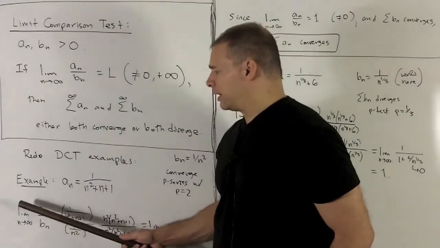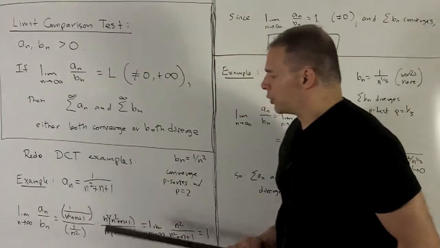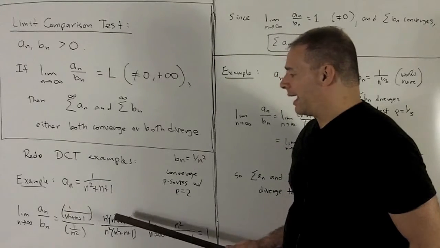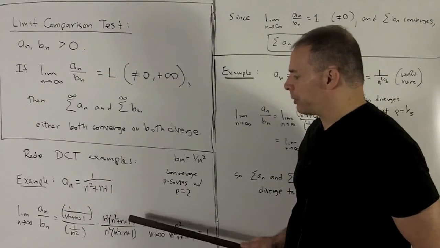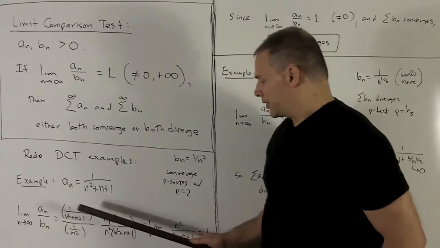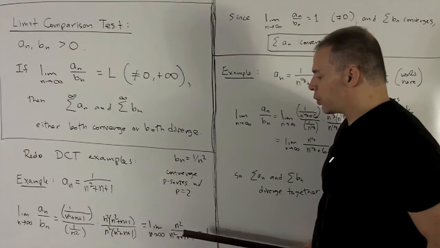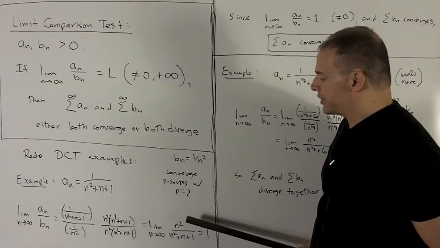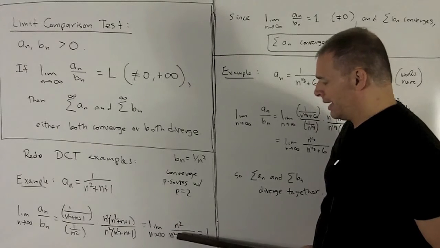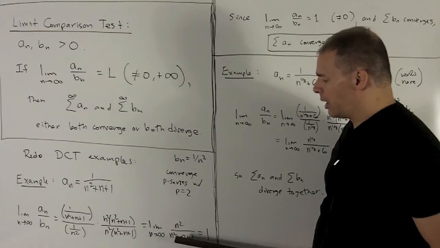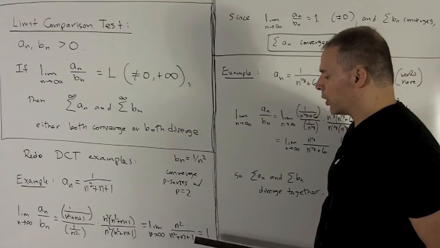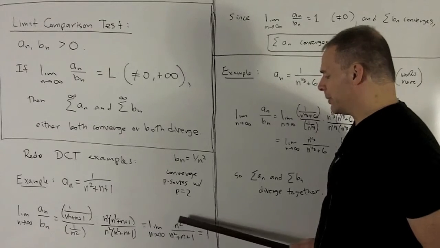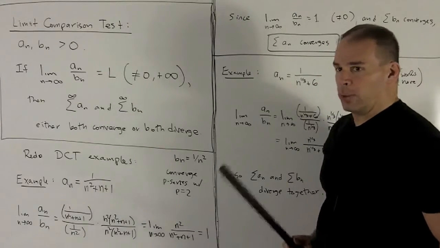So I'm going to take the limit as n goes to infinity of a_n over b_n. So we put our a_n and our b_n in. We're going to clear out the denominators by multiplying by n squared times n squared plus n plus 1 over itself. That's going to leave me with n squared on top and an n squared plus n plus 1 on the bottom. You have your choice of how you clean this up. I like to divide top and bottom by n squared, which will give me a 1 on top, and then 1 plus 1 over n plus 1 over n squared. 1 over n goes to 0, 1 over n squared goes to 0, so our limit's going to be equal to 1. What does that mean?